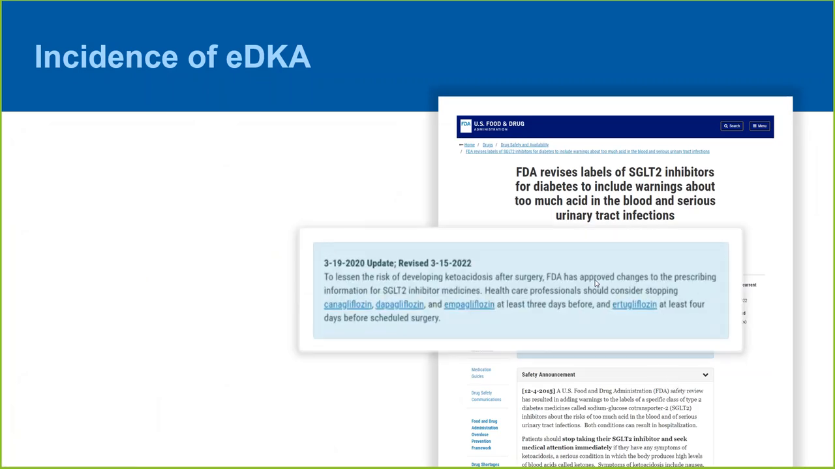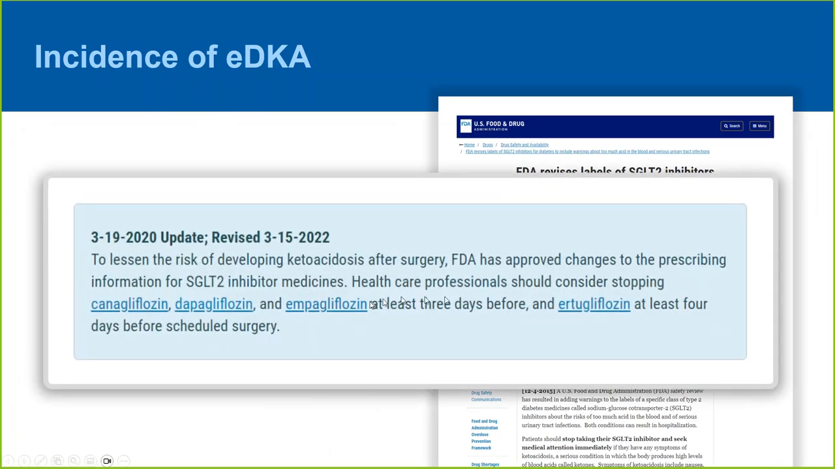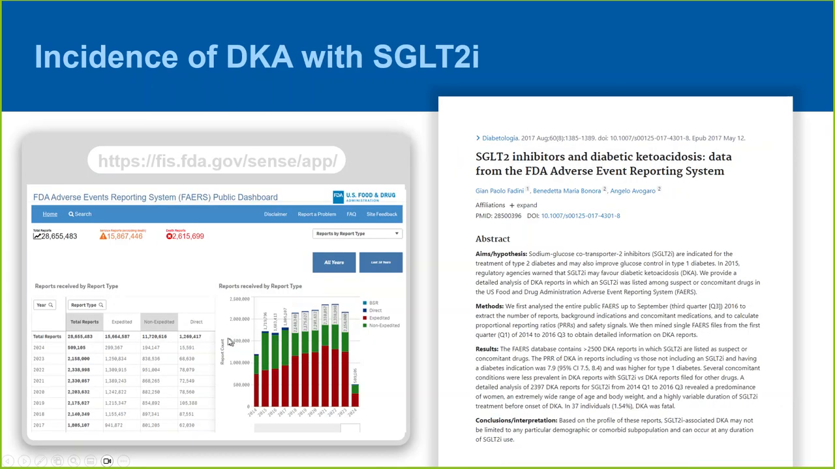So recently, we all got an update that the FDA made some recommendations that we should hold these SGLT2 inhibitors for at least 3 days before a scheduled procedure. One group in 2017 said, we see your recommendations, but let's see where this data is coming from. So this group decided to take a look at the FDA Adverse Event Reporting System.